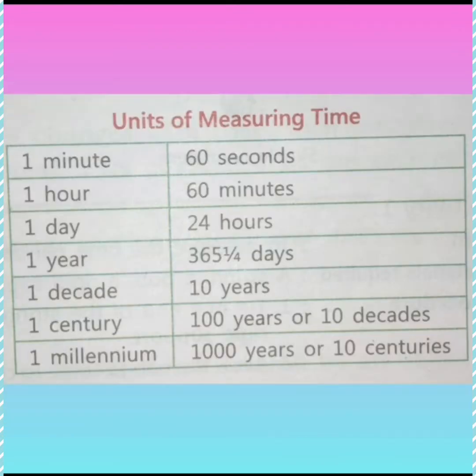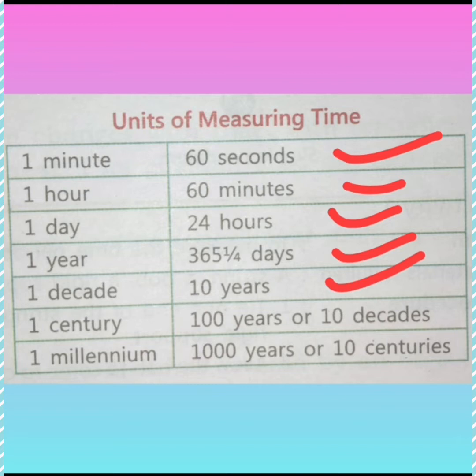Here are some units of measuring time. 60 seconds is equal to 1 minute. 60 minutes means 1 hour. 24 hours means 1 day. 365 and 1/4 days means 1 year. 10 years is equal to 1 decade. 10 decades or 100 years means 1 century. 10 centuries or 1000 years is equal to 1 millennium.